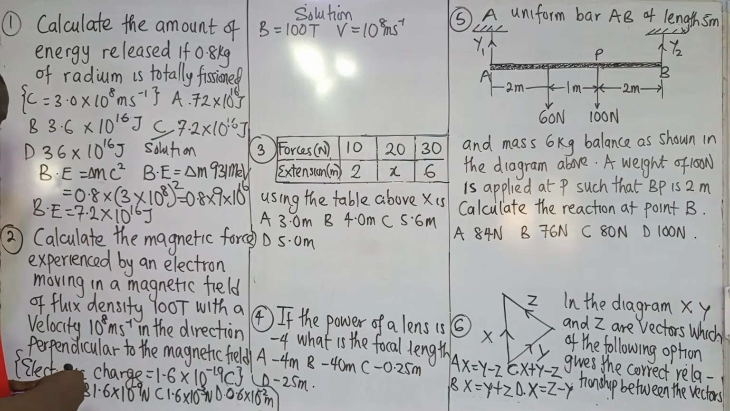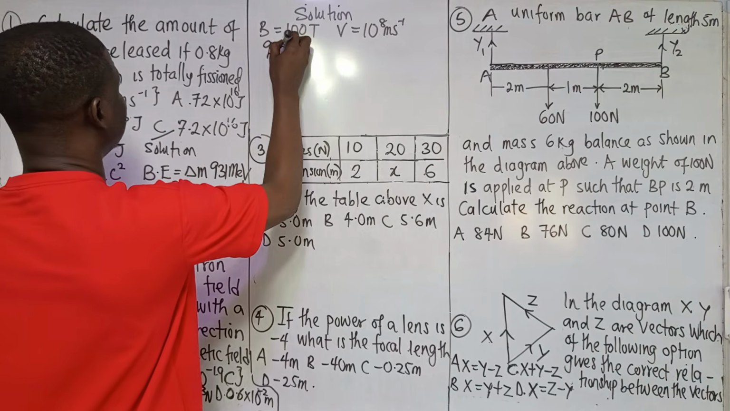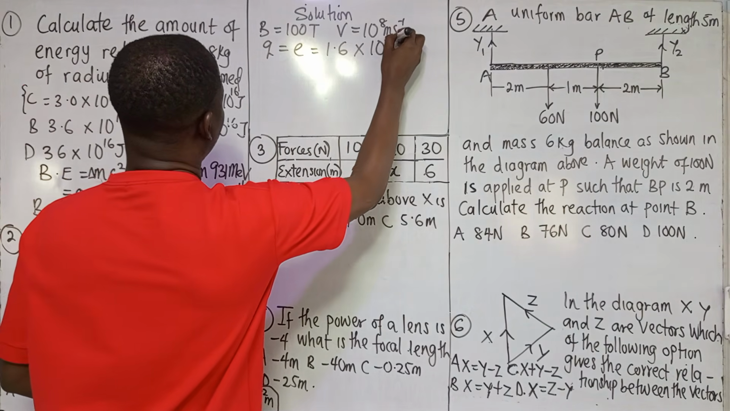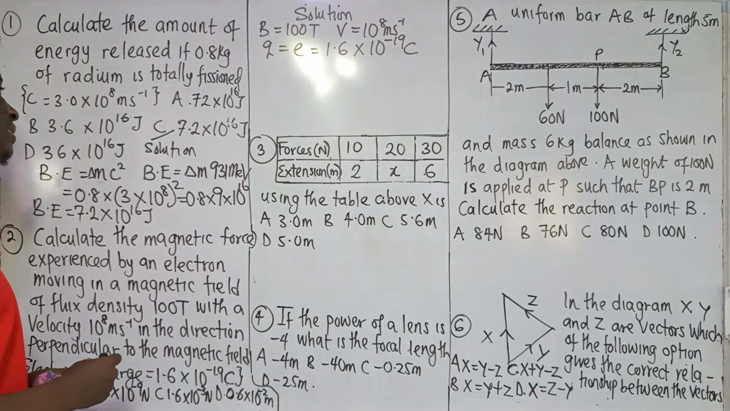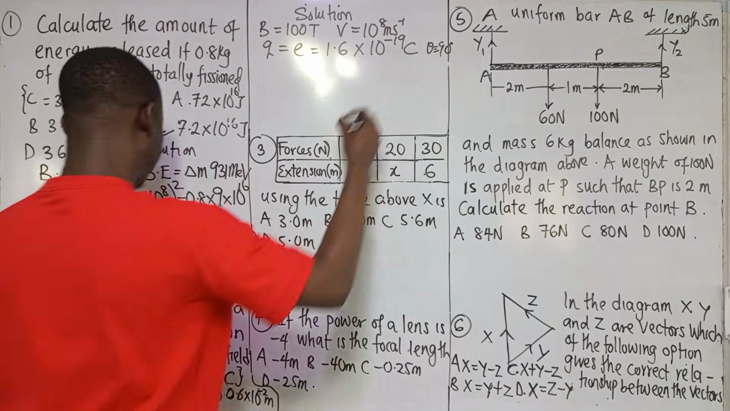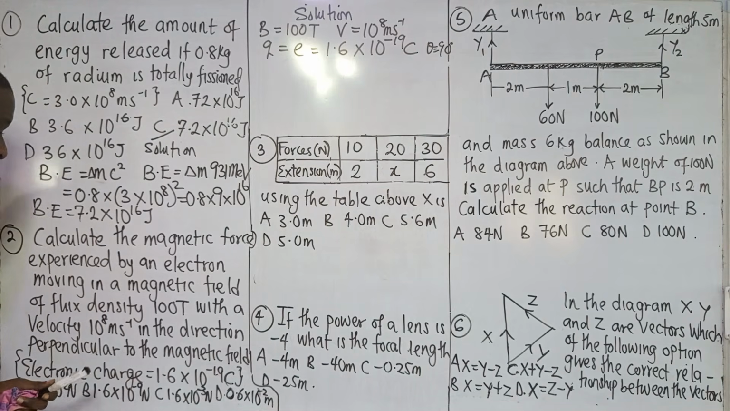We are also given the charge, which is the charge of an electron, 1.6 times 10 power minus 19 coulomb. Now, they say they are perpendicular, I mean theta is equal to 90. You check the question: they said the velocity is in the direction perpendicular to the magnetic field.